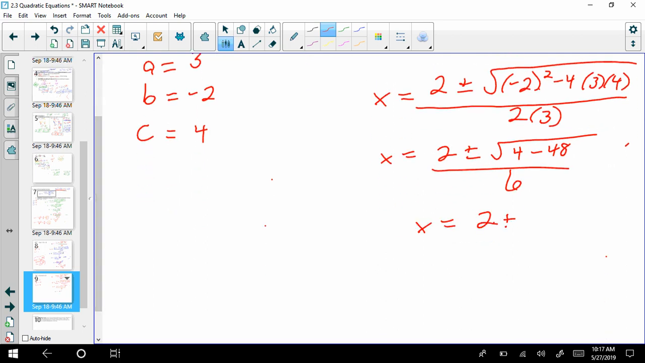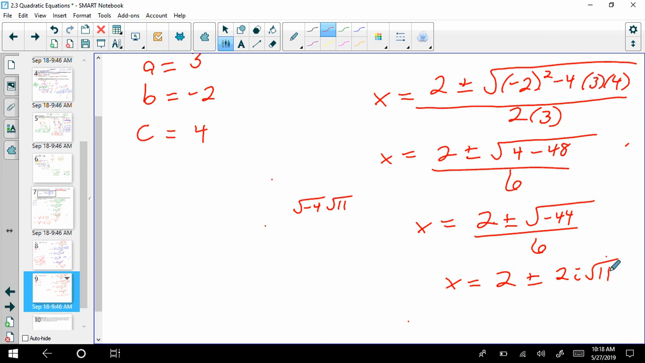So 2 plus or minus, I get a negative 44 under the square root when I subtract. Okay, and now I'd like you to simplify the square root. 44 is not a perfect square, but there is a perfect square in it. If I think of it as negative 4 and 11, so that would simplify. Square root of 4 is 2, but because of that negative under the square root, I'm going to have i up here.